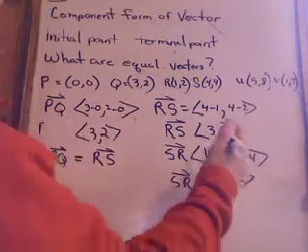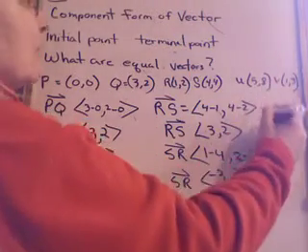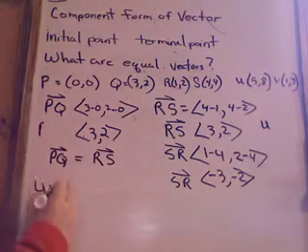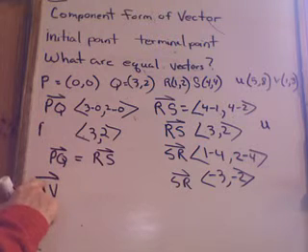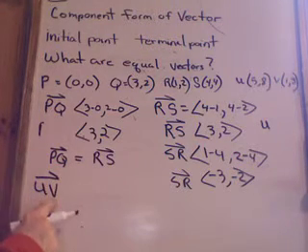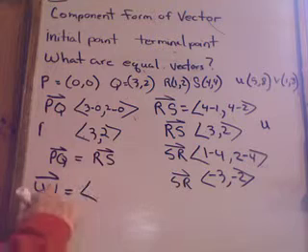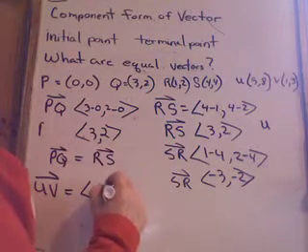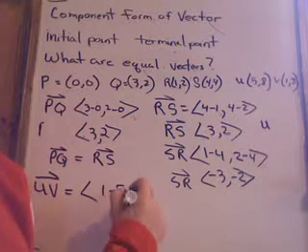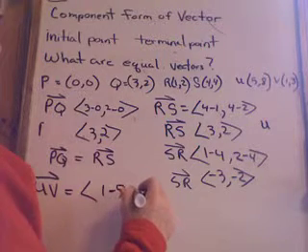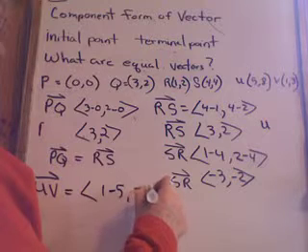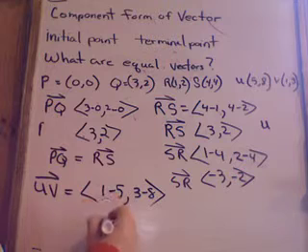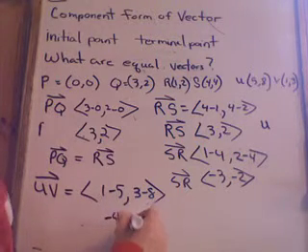All right, let's take vector UV. If I'm doing UV, I have to identify which point is the terminal point because I start with the terminal point, remember that? So that's the second point. So I do 1 minus 5 and 3 minus 8. And what do I get? I get negative 4, negative 5.